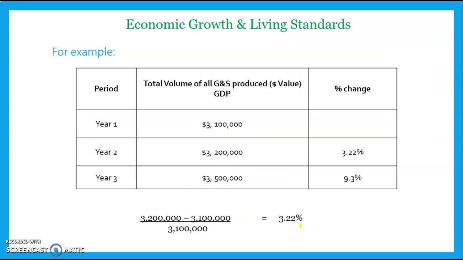So in this case here, you could calculate GDP for year 3 minus year 2, divided by year 2, which will give you 9.3%. For this figure here, it was year 2 minus year 1, divided by year 1, which gave you 3.22%. So it's always the year you're calculating it in, minus the last year, divided by the last year, times 100. That's how you calculate growth.